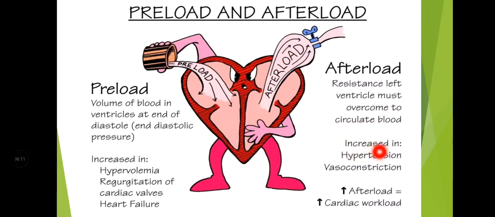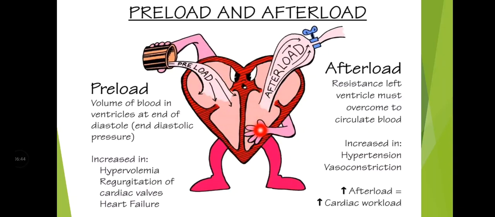It tends to increase in hypertension as well as vasoconstriction. If the aorta and other systemic arteries are constricted, or in hypertension, where in most cases the vessels are constricted and the lumen is reduced, there tends to be an increase in aortic pressure compared to the ventricular pressure. So the afterload is increased.